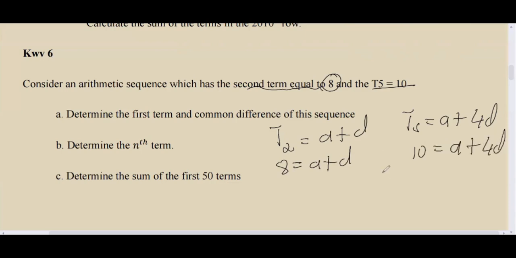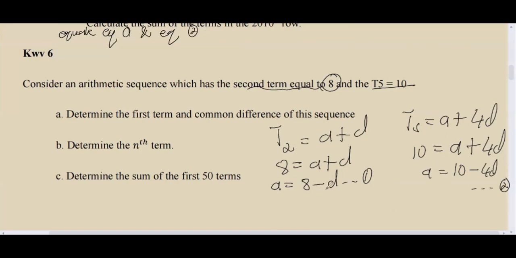Now, at this point, you can see that we can try to solve this simultaneously by making a the subject of the formula. So if you make a the subject of the formula, this is 8 minus d. Let's call it equation number 1. Here we'll have a is equal to 10 minus 4d. We'll call this equation number 2. Now that both of these equations are expressed with a being the subject of the formula, we can just equate equation 1 and equation 2. So we take this 8 minus d and then we equate it to 10 minus 4d.